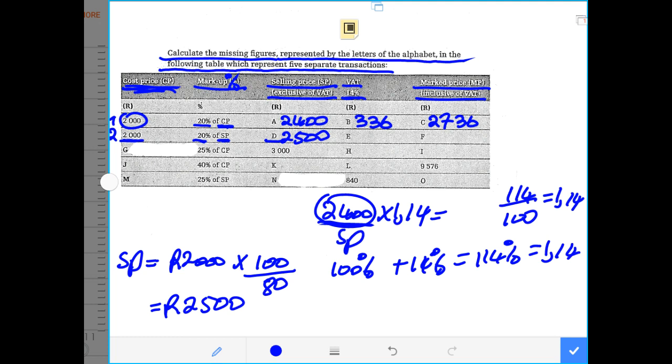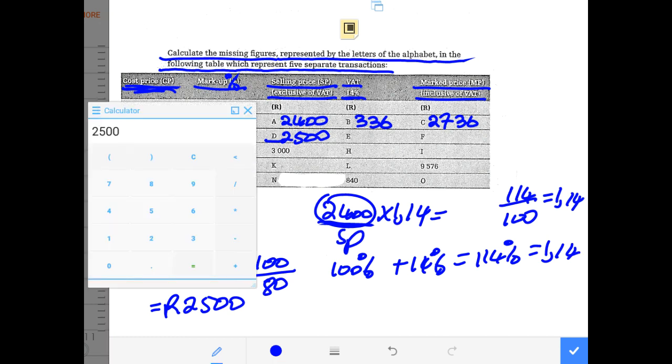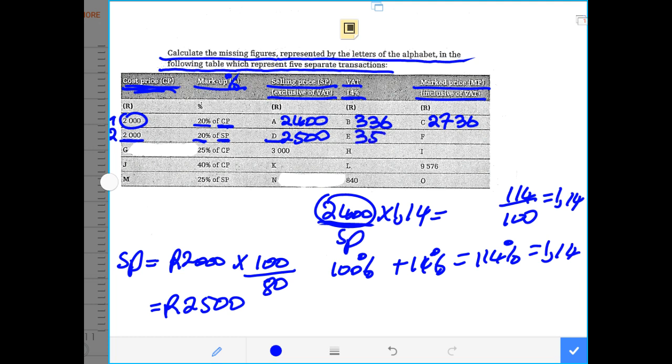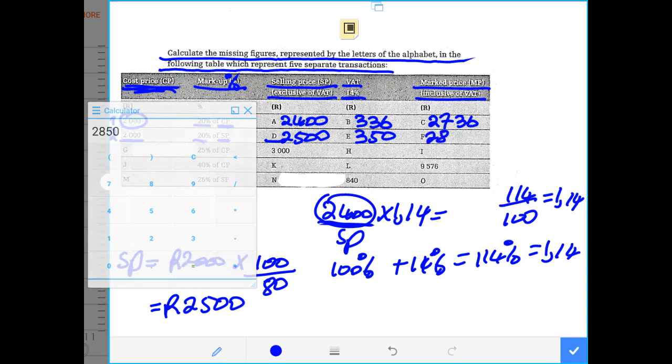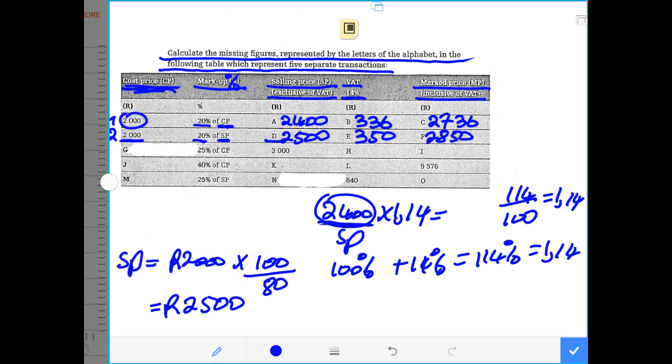We are still looking for another alphabet, which is alphabet number E. That means our VAT. Selling price times 14% will give us VAT. Selling price times 14 divided by 100 will give us a VAT of 350. So our VAT will be 350 rands. Remember, to get to the marked price, which is alphabet number F, you can simply say 350 plus 2,500. That means selling price plus VAT will give us 2,850. That is the very simple approach.